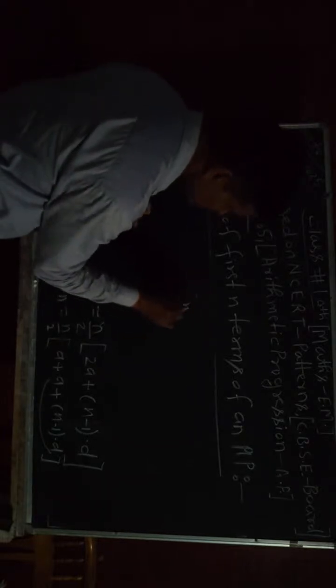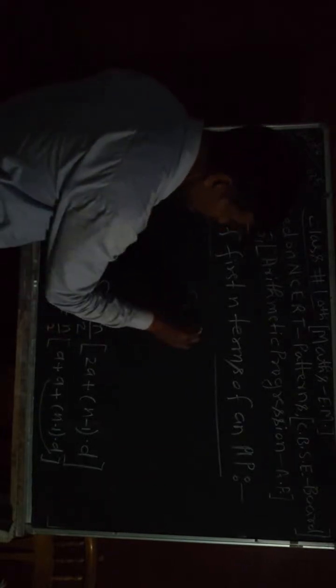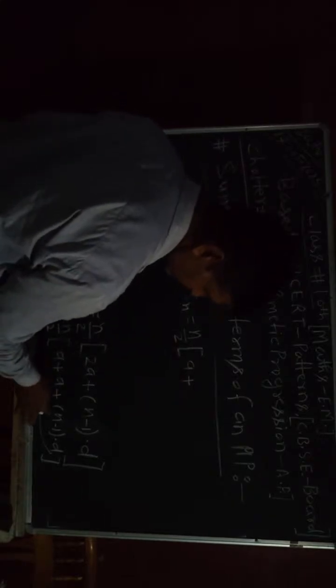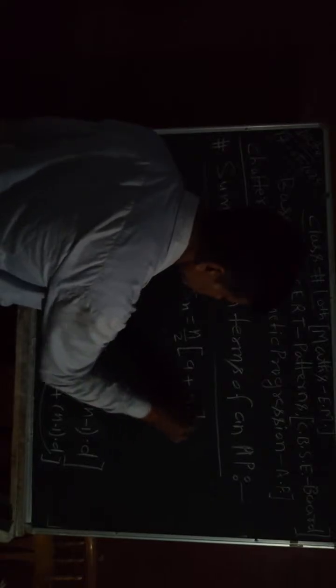So SN, in the place of n by 2, here I have to write n by 2. In the place of A I have to write A, but in the place of A plus (n minus 1) into D I will write AN. Okay students, so AN. So this is another formula and each student has to remember it, because some question is asked in the question.